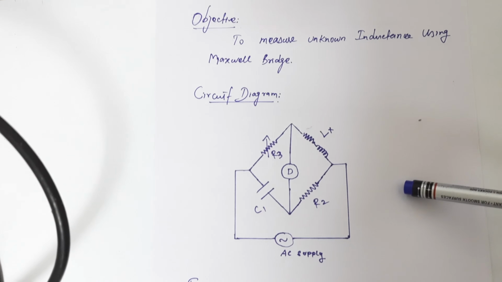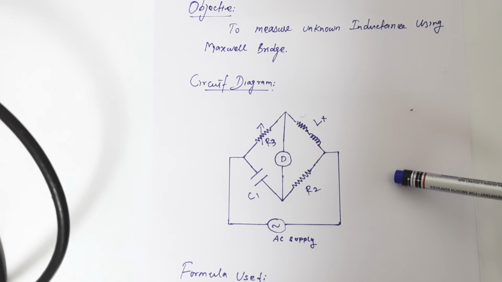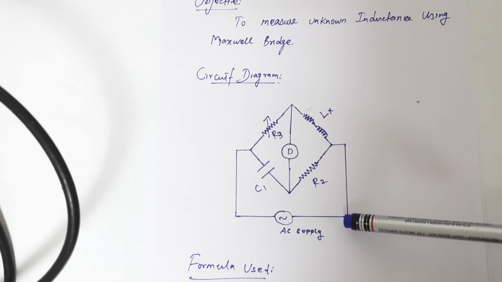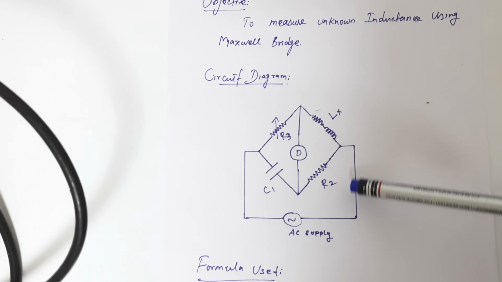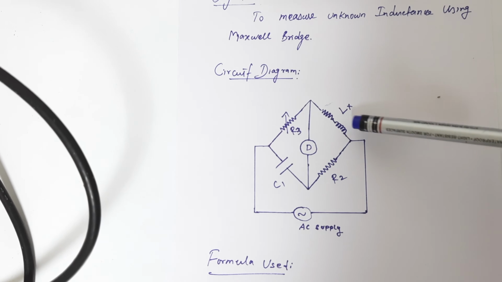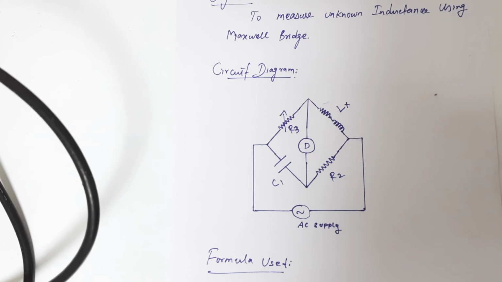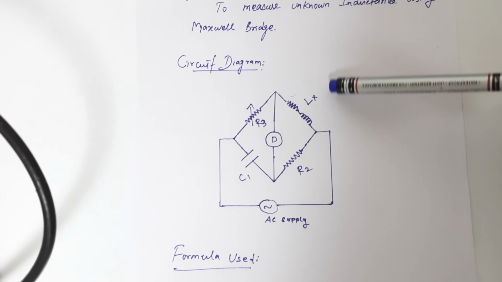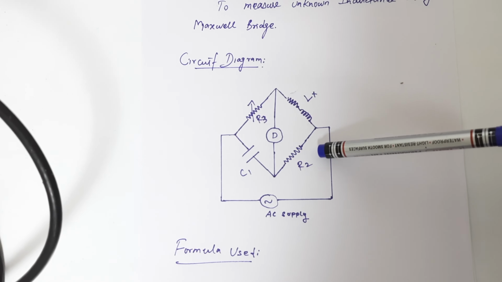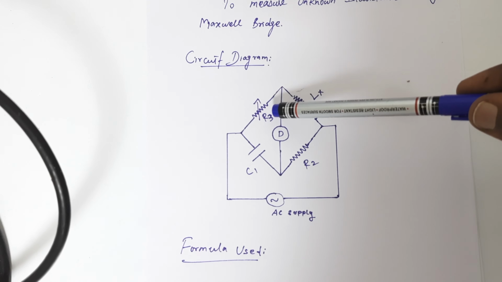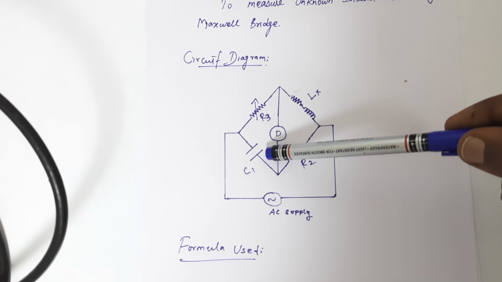This is a basic diagram of Maxwell bridge. The Maxwell bridge is an AC bridge. So the AC supply is connected across the two ends. The remaining two ends are connected with the detector. This is our unknown inductance. This is a known resistance R2. This is a variable resistance R3. This is a known capacitance C1.